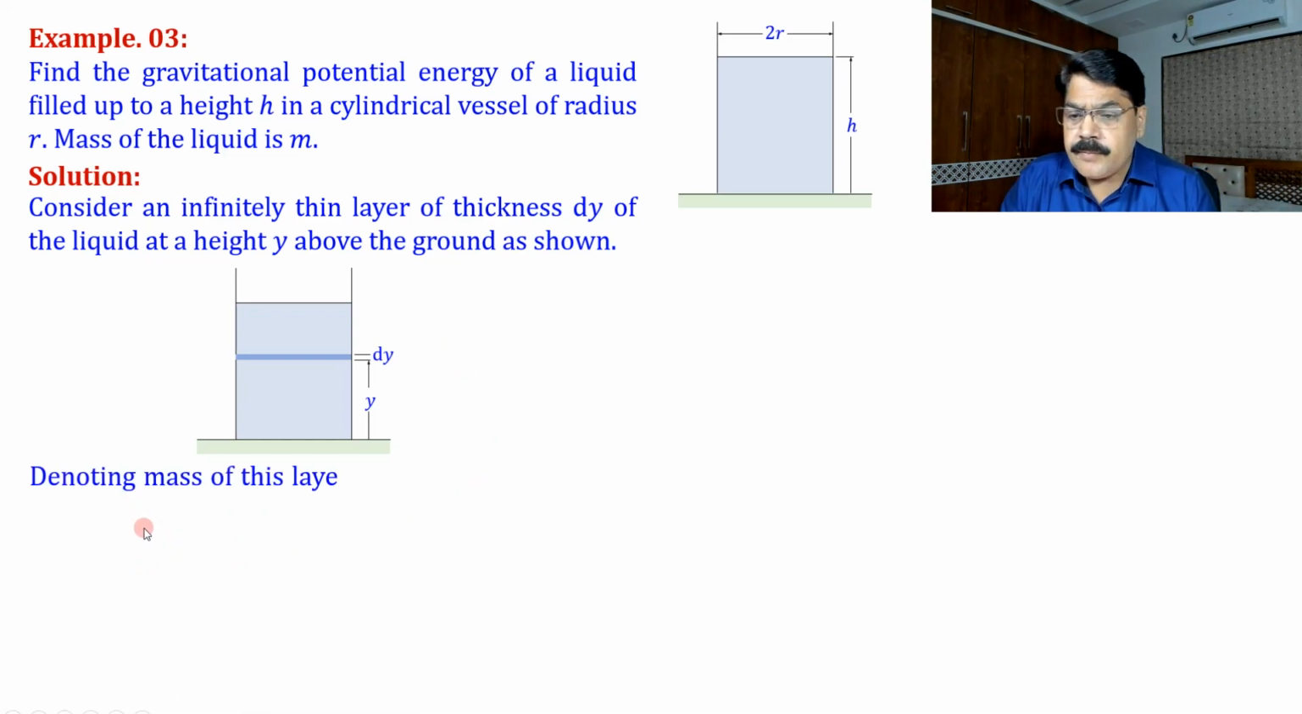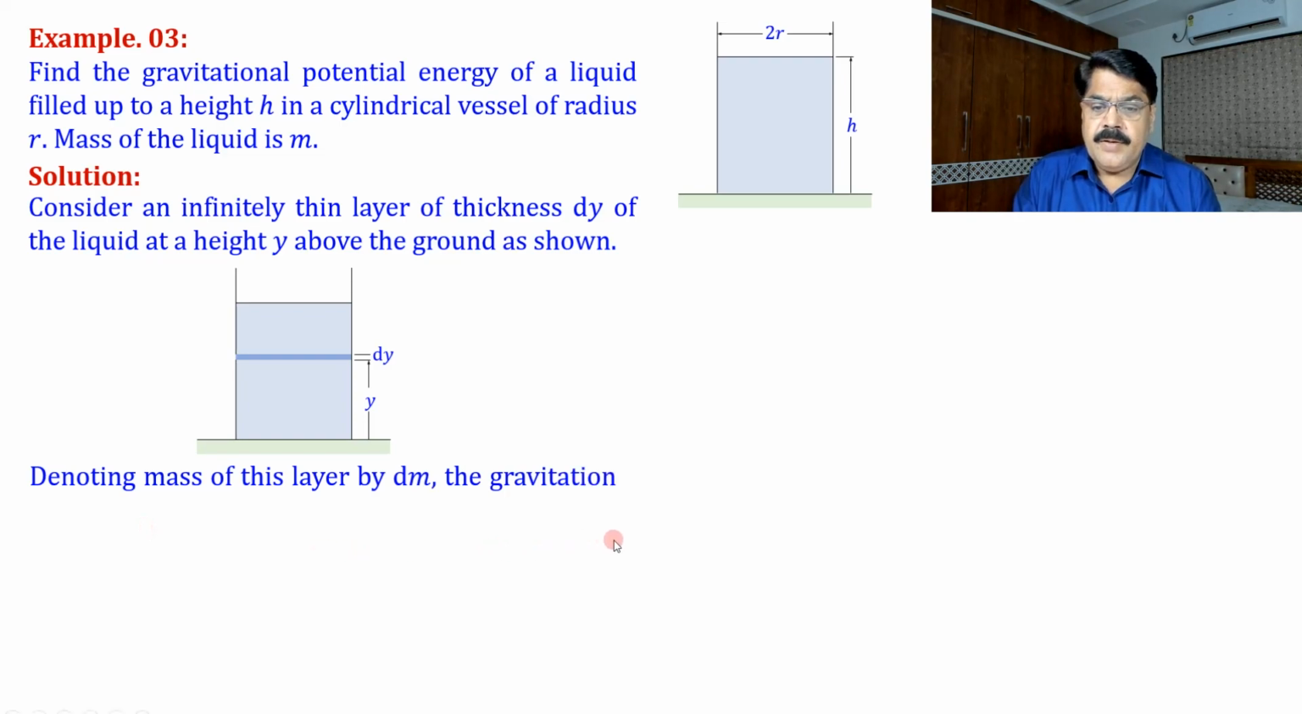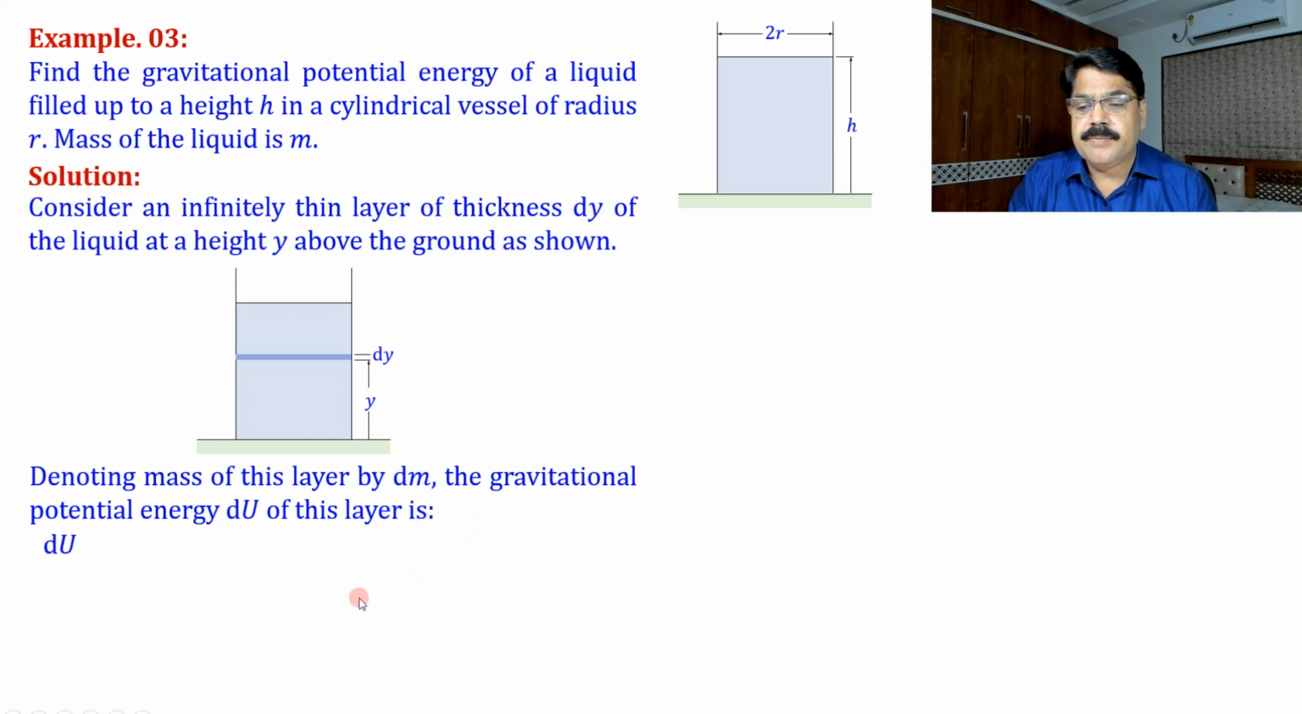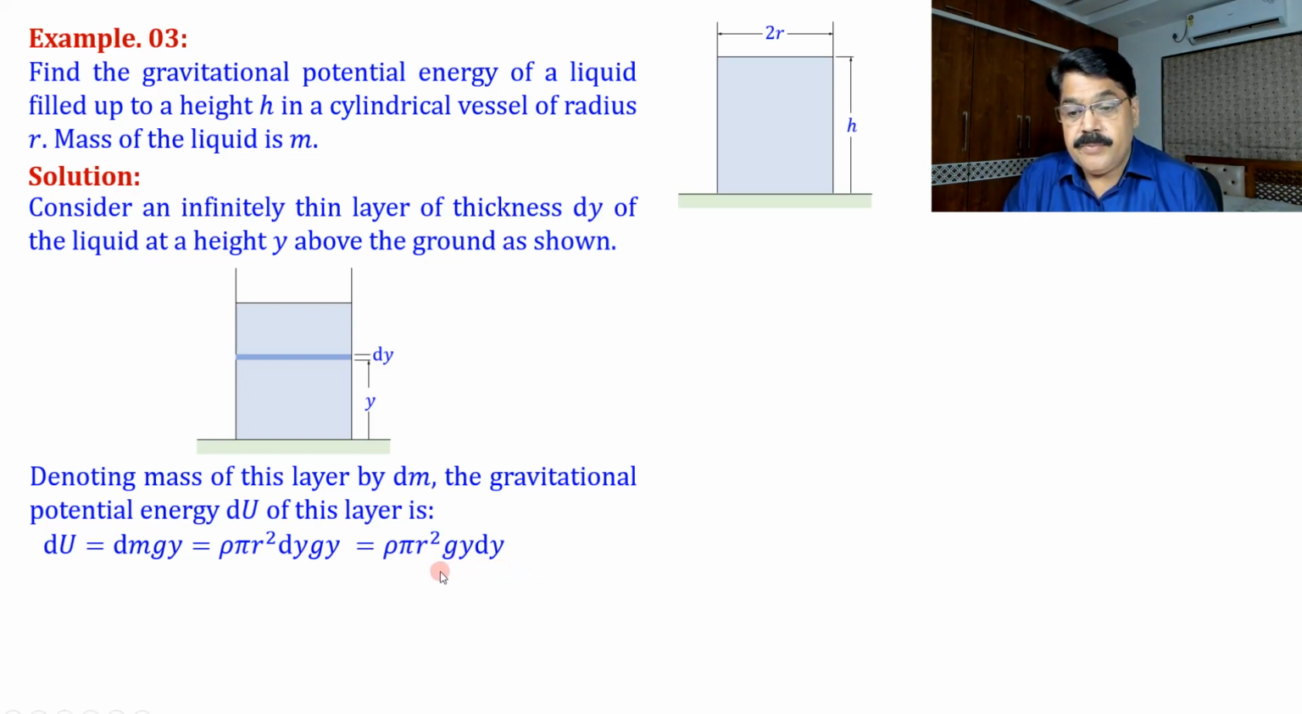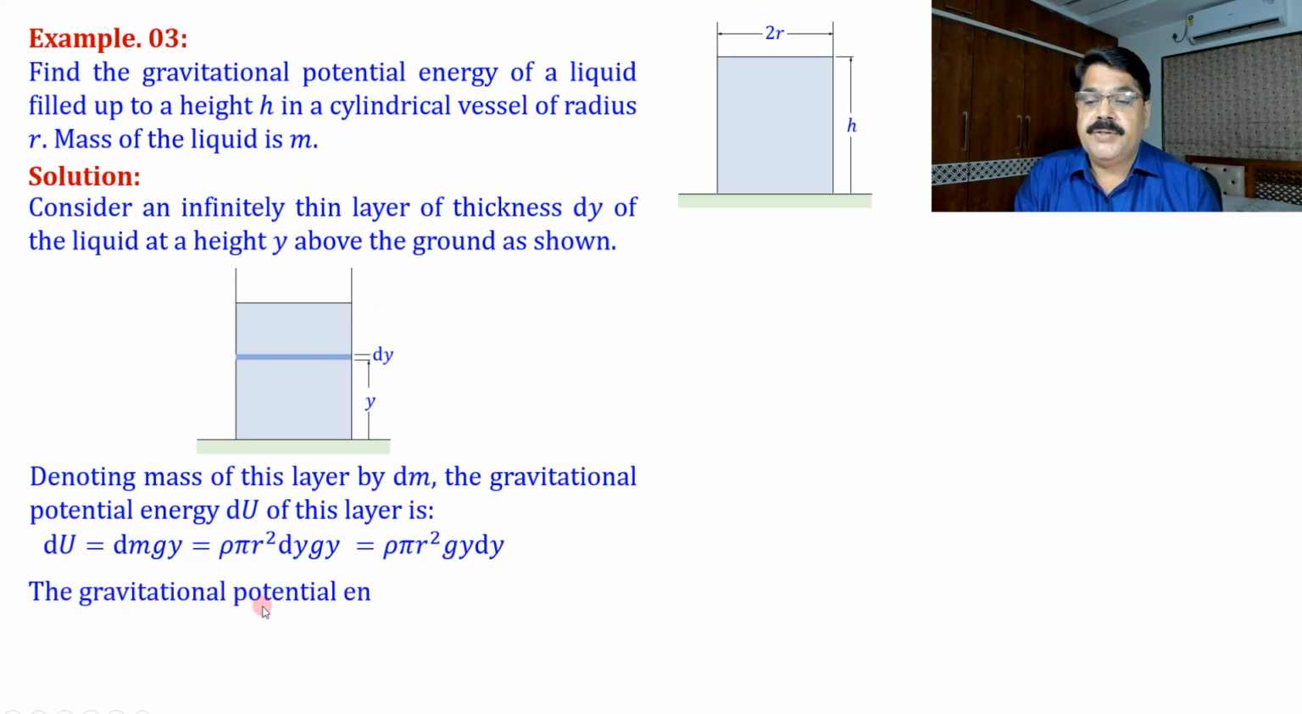Let's write how we can obtain it. Denoting the mass of this layer by dm, the gravitational potential energy dU of this layer is dU equal to dm g y. And what is dm? Rho pi r square dy, times g y. And again here you can see only y is variable, so we can write rho pi r square g y dy. Now we perform integration from y equal to 0 to h and U equal to 0 to U.